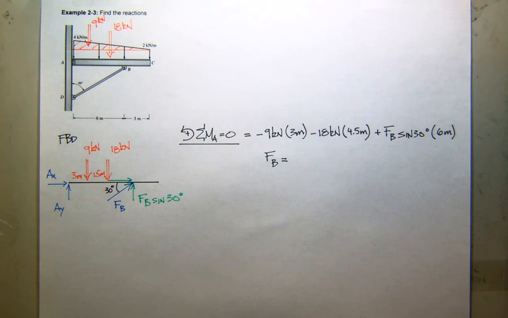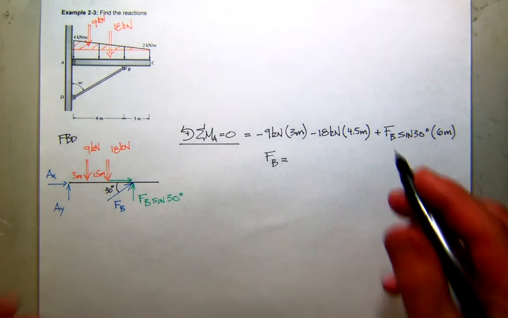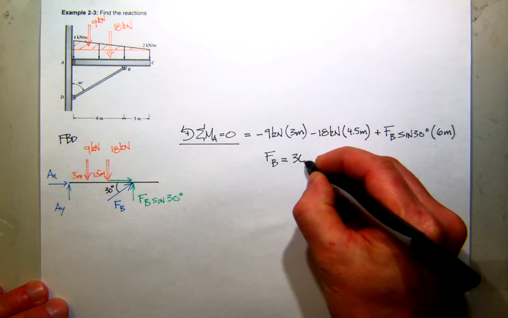72. Say again? 72. That sounds too big. Negative 36. That sounds better. Maybe you forgot to divide by something. 36 even? Anybody else get 36? Yep.